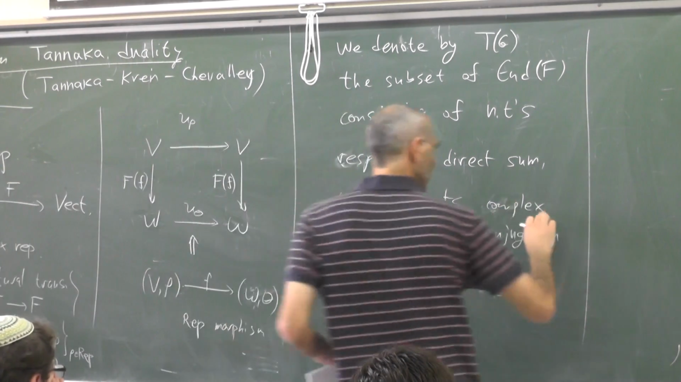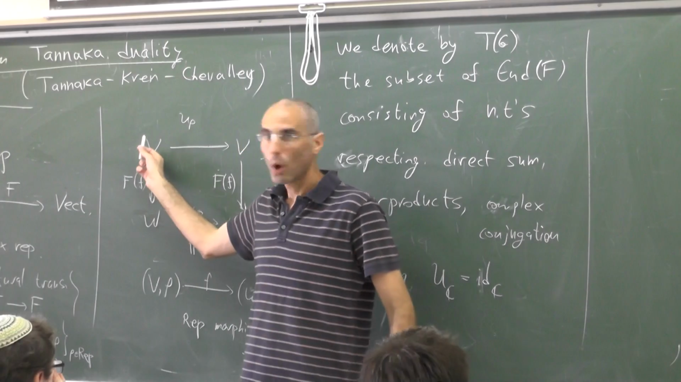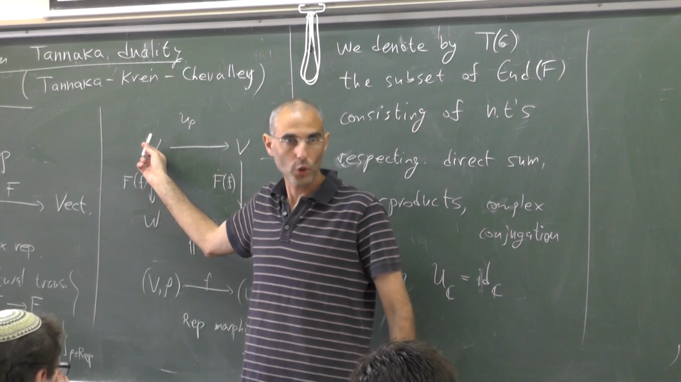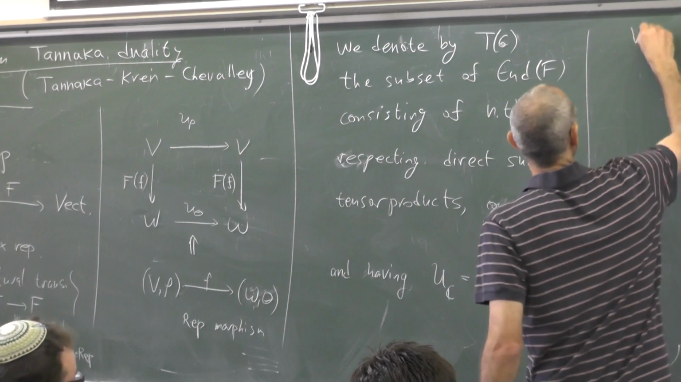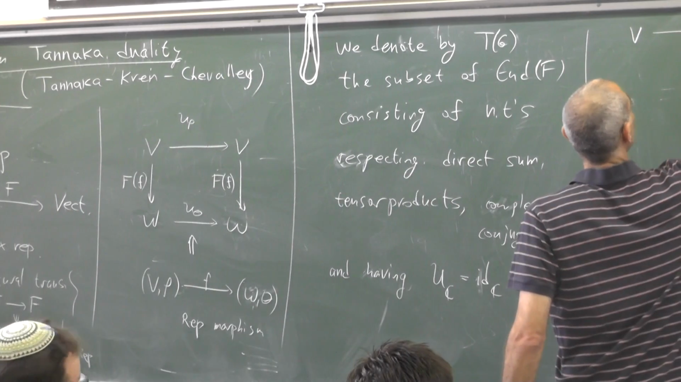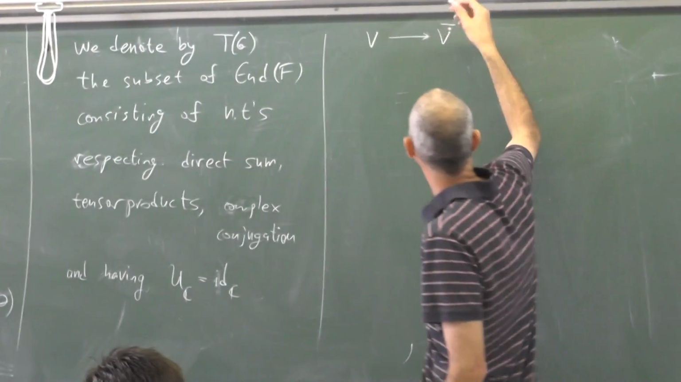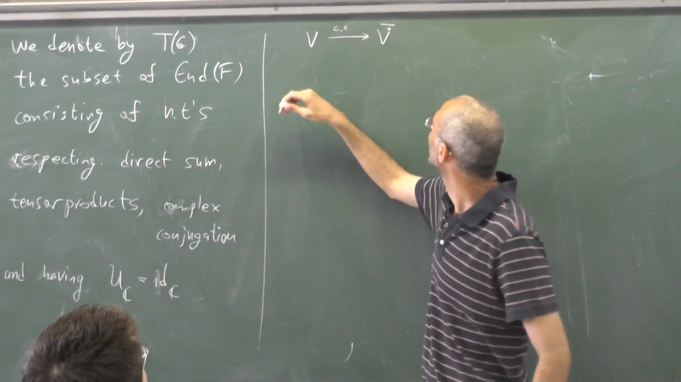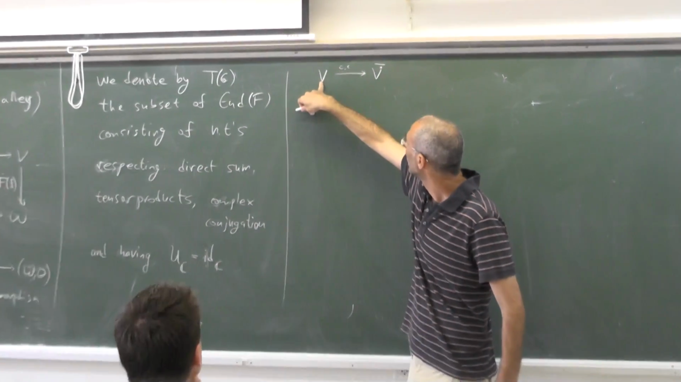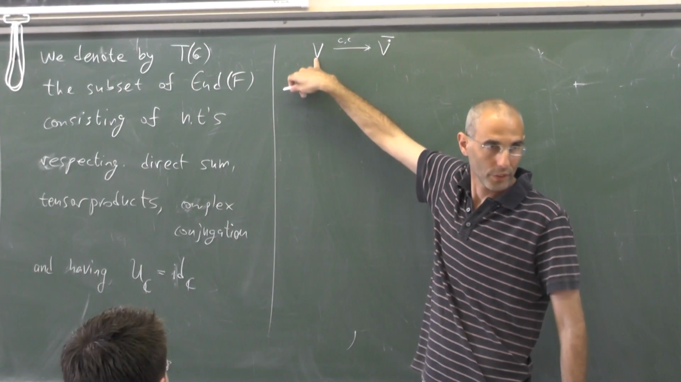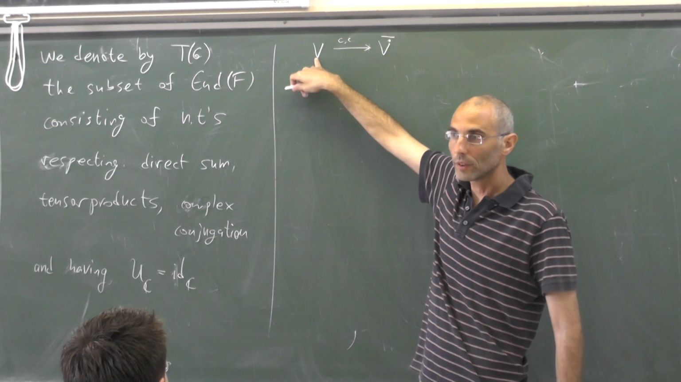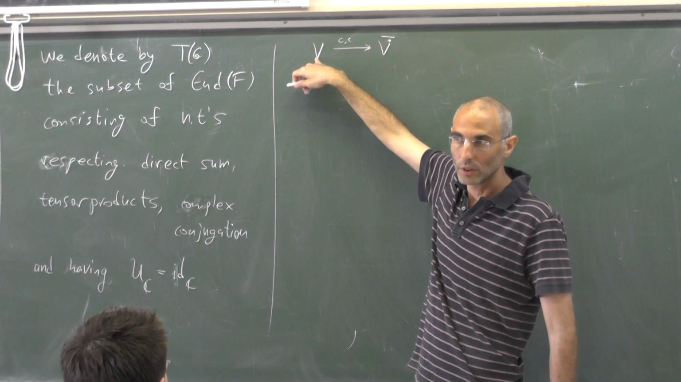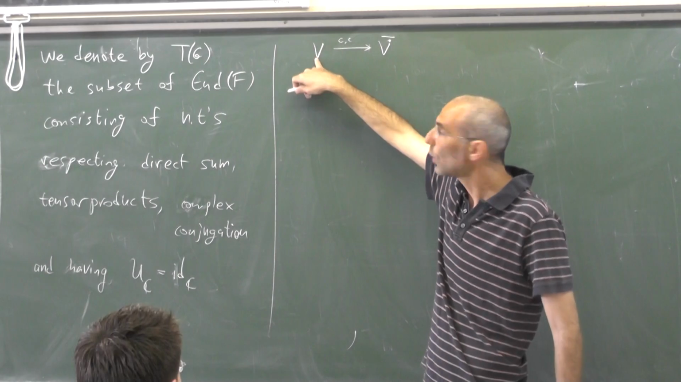So maybe just a word about complex conjugation. V here is a complex vector space. It does not have a real structure a priori, so I don't have conjugation on V. I have a conjugation map from V to another space, which I call V bar. If you take V with the natural C structure, I can think of it as another complex vector space using the conjugated action of C.